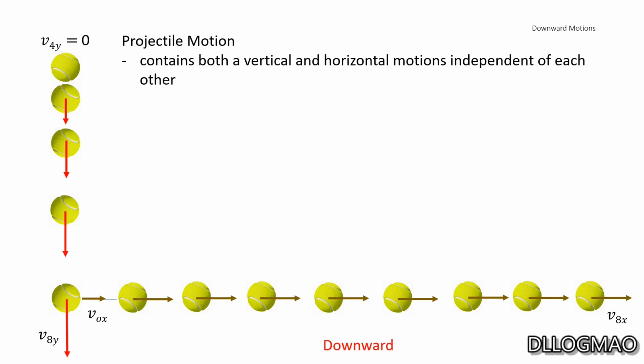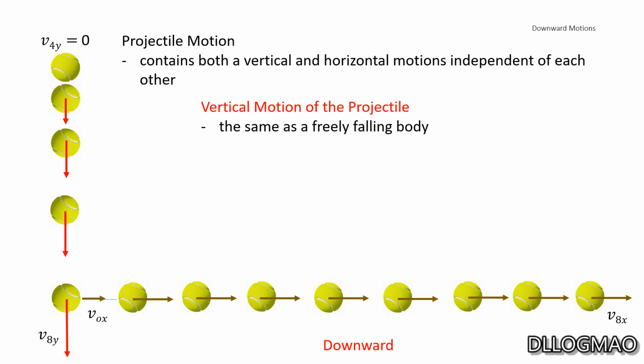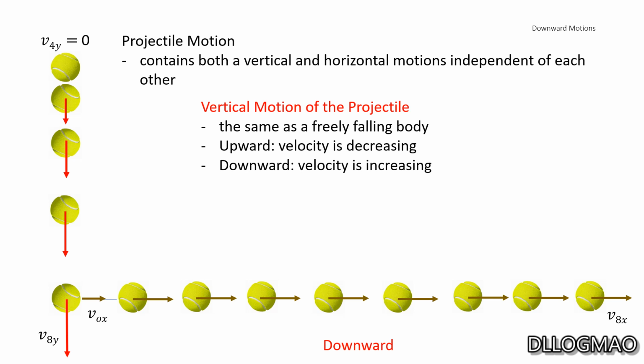The projectile motion consists of both vertical and horizontal motions independent of each other. The vertical motion of a projectile is the same as a freely falling body. On its upward motion, the vertical velocity is decreasing. On its downward motion, the vertical velocity is increasing. It has a uniformly accelerated motion.